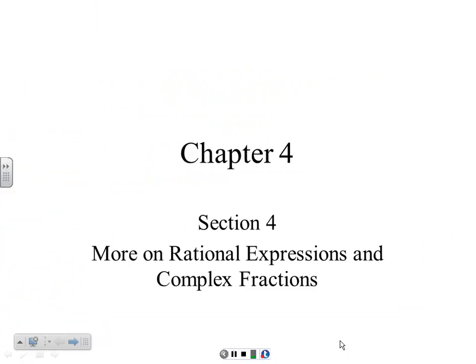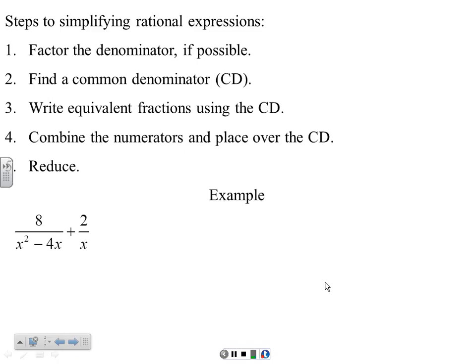Chapter 4, Section 4, More on Rational Expressions and Complex Fractions. In this section, we're going to do the same thing that we did in the last section. We're going to continue to add and subtract fractions. The only difference between this section and the previous section is that now we're going to have to factor the denominator first before we find a common denominator.